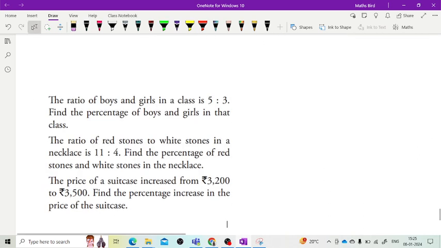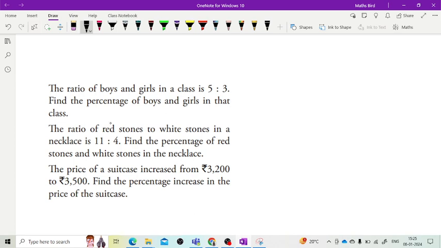Now next one is the ratio of boys and girls in the class. Find the percentage of boys and girls in the class.